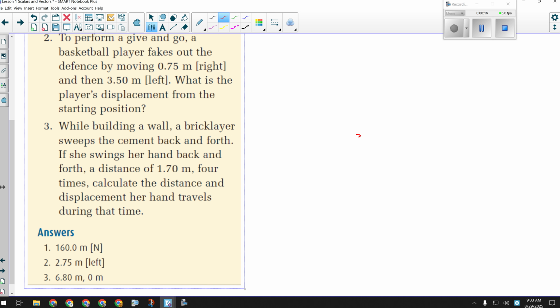The key part of this is just picking a spot to represent the initial position of the basketball player. I'm just going to make it that red dot. Then I'm going to draw a line that's 0.75 meters to the right, and from that point, which is the other key part of this question, they go 3.5 meters to the left. Okay, that is what they do. That is the full diagram of their motion.